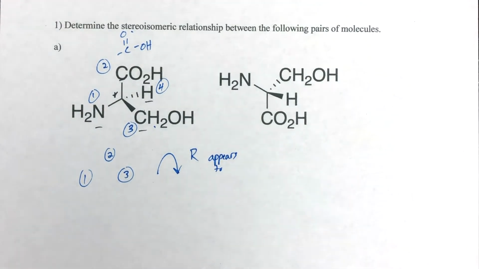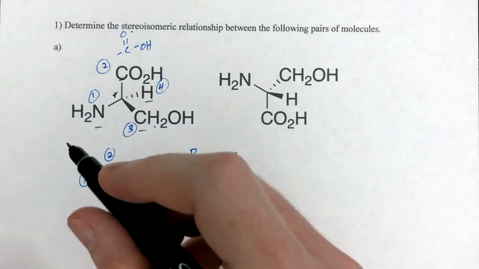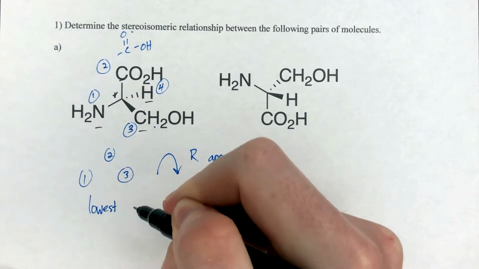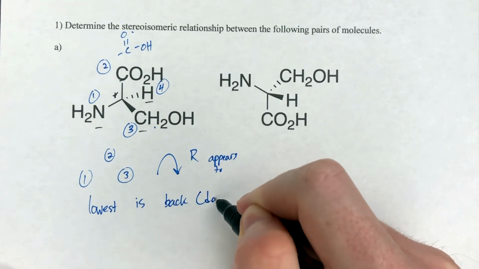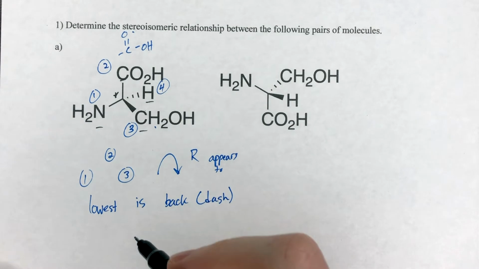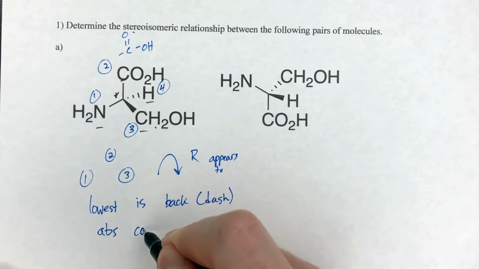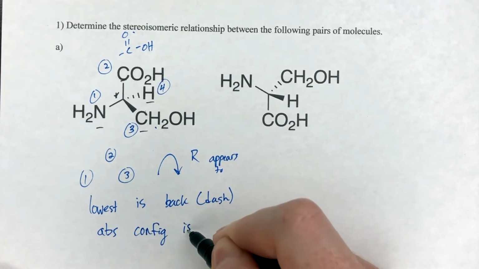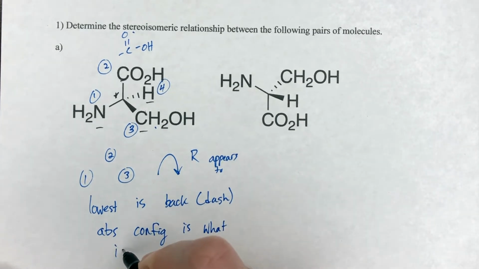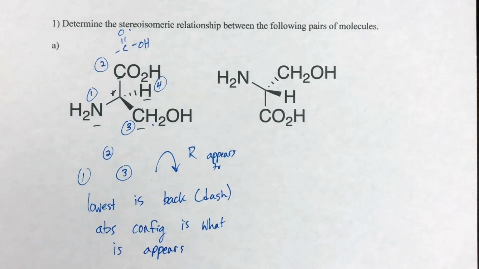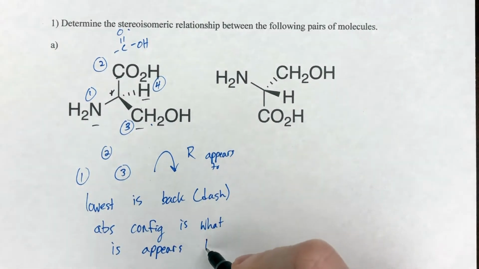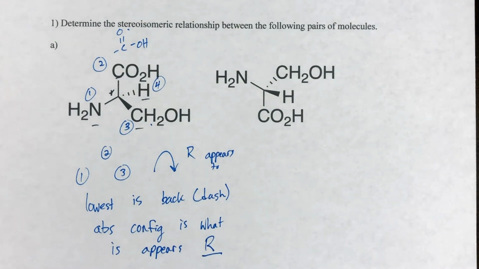Now, the hydrogen is in the back. So when the lowest priority is in the back, or in other words, it's a dash, then the absolute configuration is what it appears to be. So in this case, that's why I mentioned that it's relatively easy, because it appears to be R. There's no ambiguity here because the hydrogen, which is the lowest priority, is in the back. In that case, it is what it appears, which is R. So this structure is R.